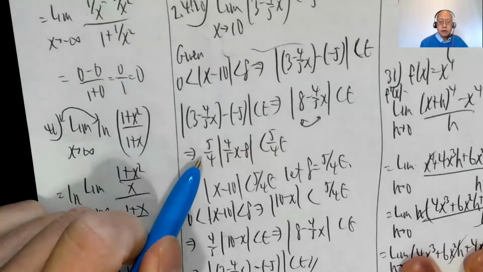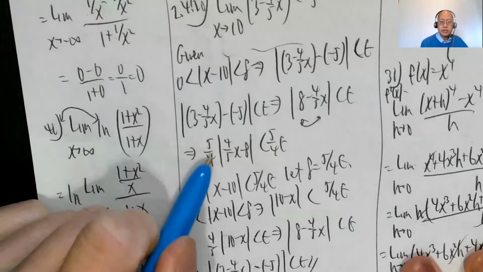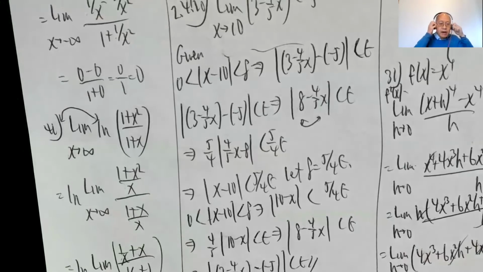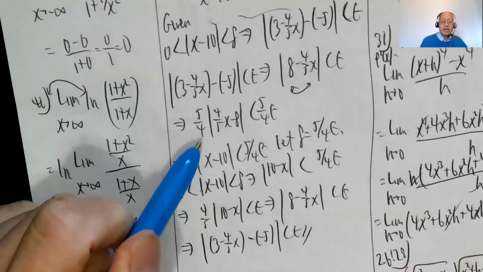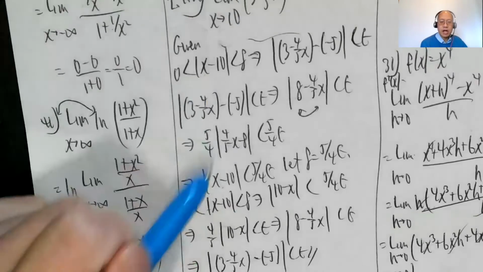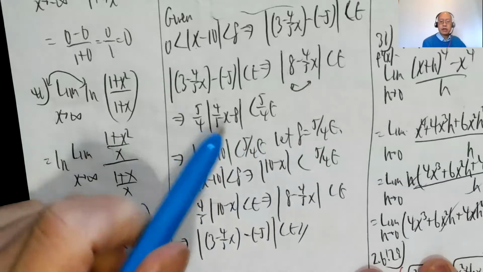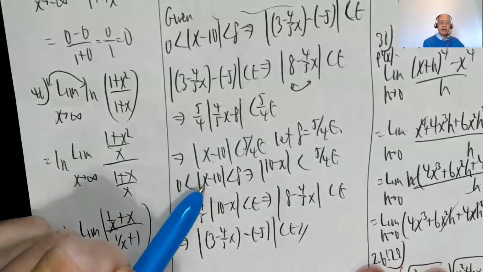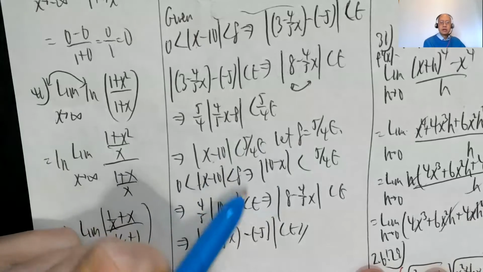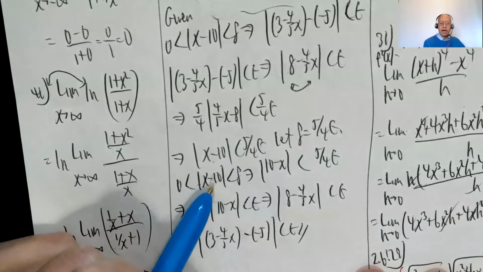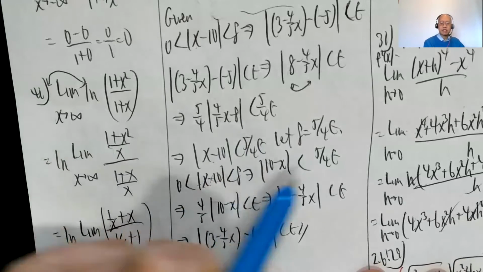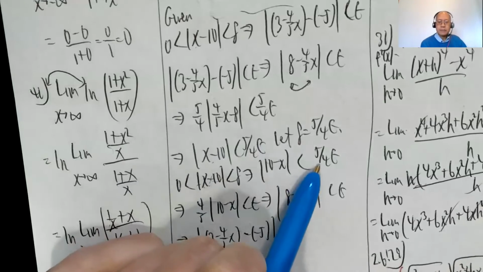Okay, so I have 5/4 times absolute value of 4/5 x minus 8. And that gives me x minus 10, which is exactly what I have here. So delta equals 5/4 epsilon. Okay, so retrace my steps. 0 less than absolute value of x minus 10 less than delta. Okay, then I turn this around. Absolute value of x minus 10 is the same as absolute value of 10 minus x, is less than 5/4 epsilon.